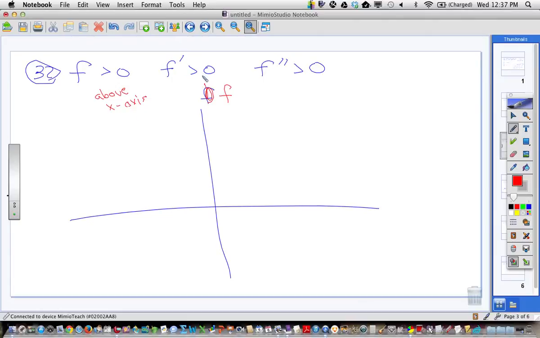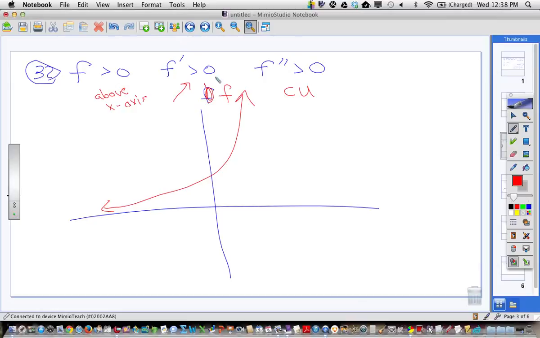What's F prime positive mean? Slope is positive, which means what for F? Always going up. What's F double prime positive mean? F has to be concave up. So I need a graph that's above the x-axis the whole time, is always going up, and is always concave up. E to the x would fit with that, right? It would be above the x-axis, it would always be concave up, and it would always be increasing.